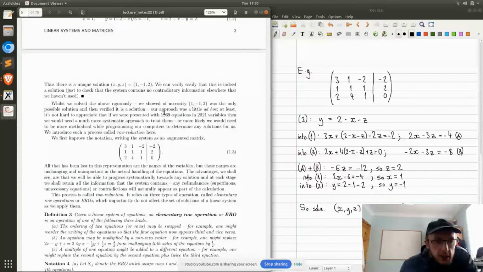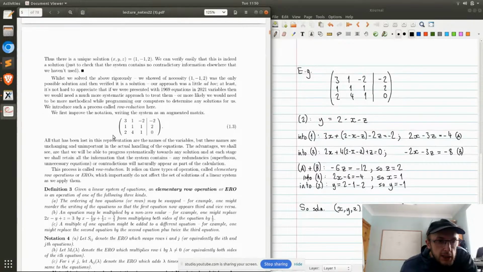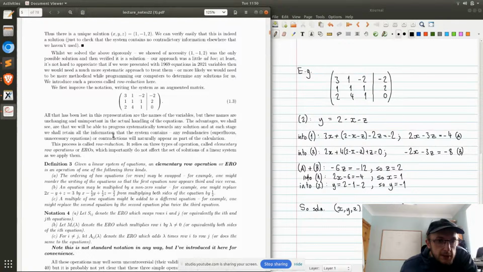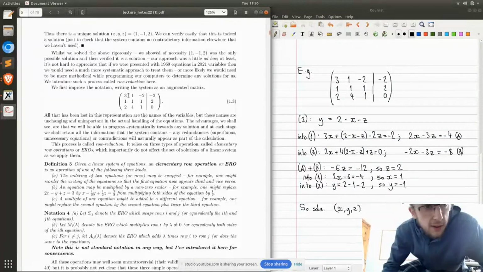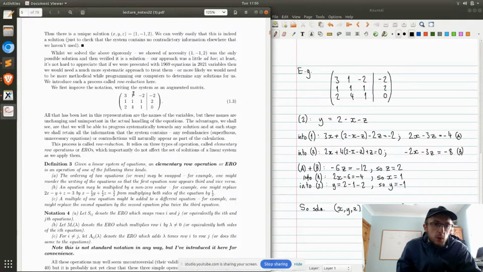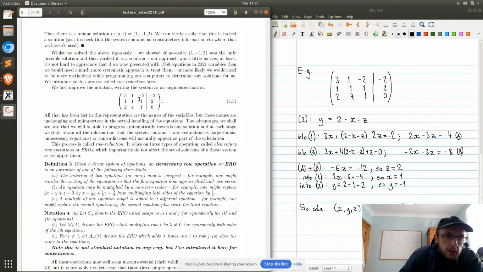We first improved the notation, writing the system as an augmented matrix, as I've done there. All that has been lost in this representation are the names of the variables, but these names are unchanging and unimportant in the actual handling of the equations. The advantages we see are that we will be able to progress systematically towards any solution, and at each stage we shall retain all the information that the system contains. Any redundancies, that's superfluous, unnecessary equations, or contradictions will naturally appear as part of the calculation.